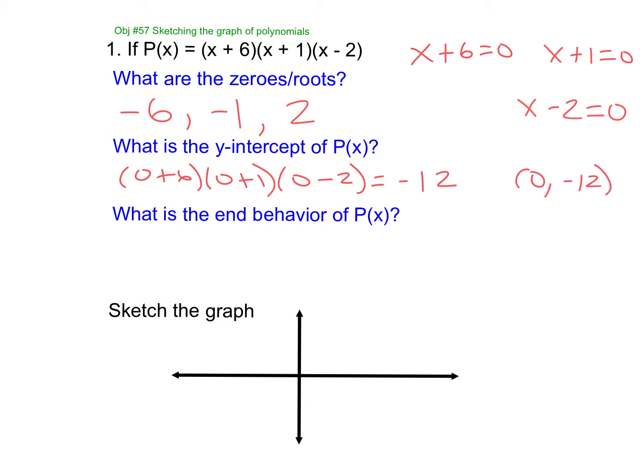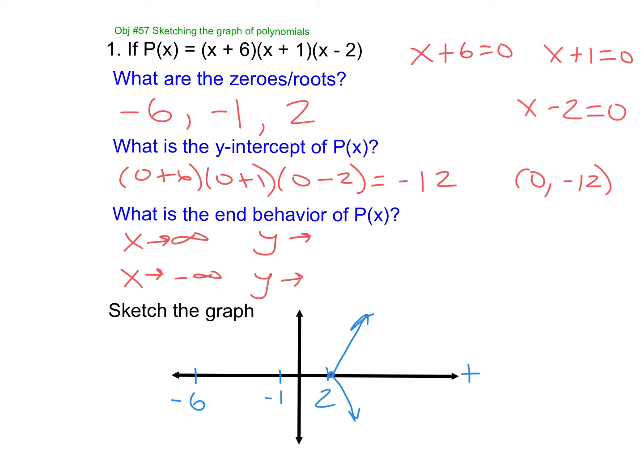And then end behavior. As x goes to infinity, what's happening to our y? As x goes to -infinity, what's happening to our y? So now, if you're having trouble with this, here's what we could do. I'm going to start by putting my roots on here. I've got -6, -1, and 2. Now, as x goes to infinity, on the right side, say I plug in 3, we want to know, is this thing going up, or is it coming down? We have to figure that out.